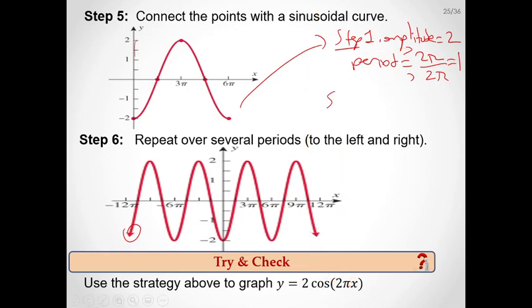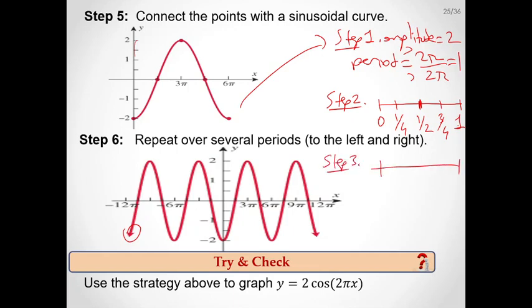The next is step 2. Step 2 is you start from 0 and go to 1, and then find the quarter points: 0, 1, then 1 over 2, and then you divide by 2, it's 1 over 4, and this will be 3 over 4. Now the next step is we put the points in the table: 0, 1 over 4. Now I will do the table. These are the x values.